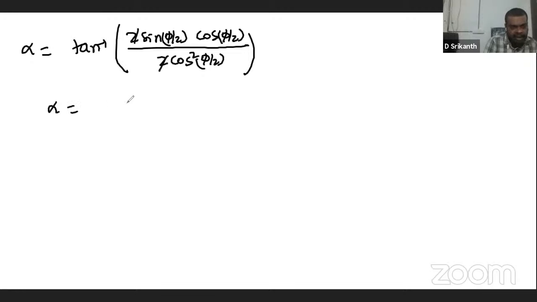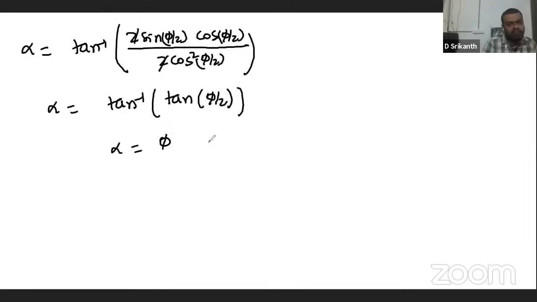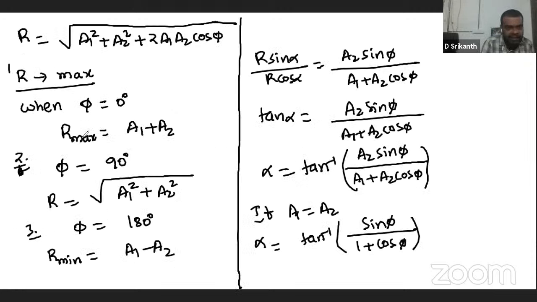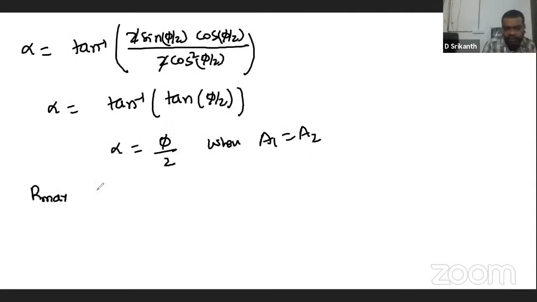So we'll get it as tan inverse of tan of phi by 2. So alpha is equal to phi by 2 when a1 equal to a2. When a1 equal to a2, directly we can write alpha equal to phi by 2. Okay, so here we are having the resultant amplitude. In order to have the resultant amplitude, we are having the condition that phi is equal to 0 degrees.